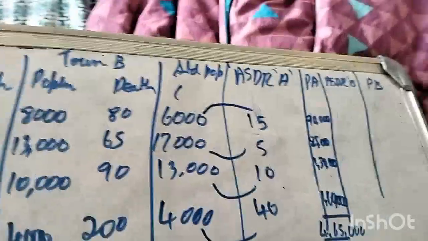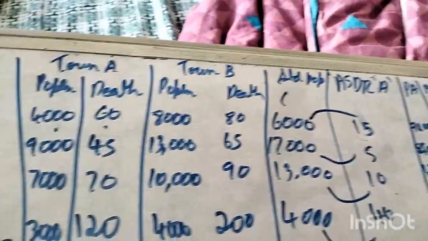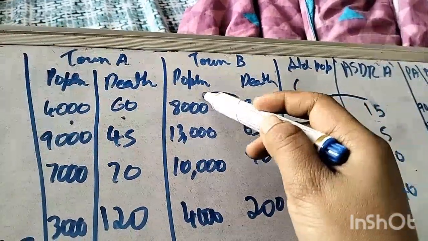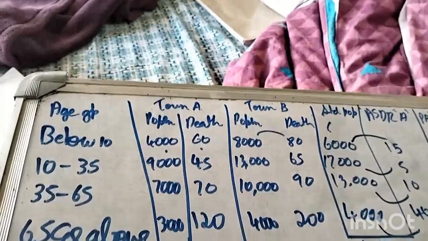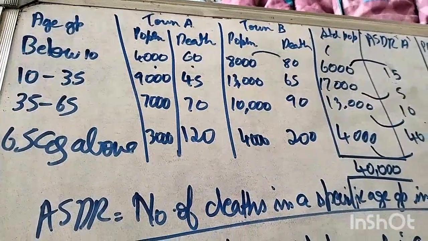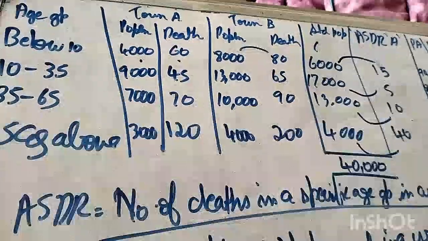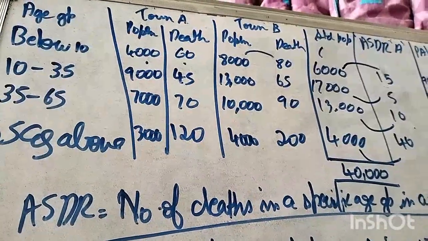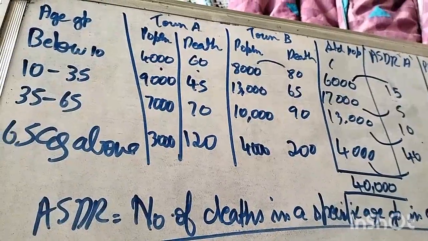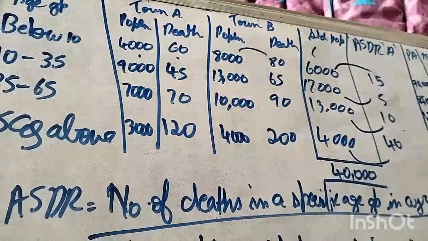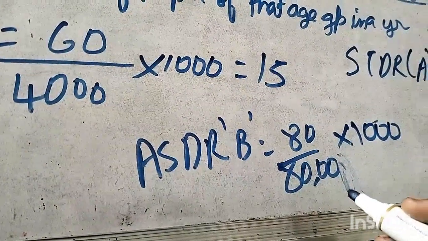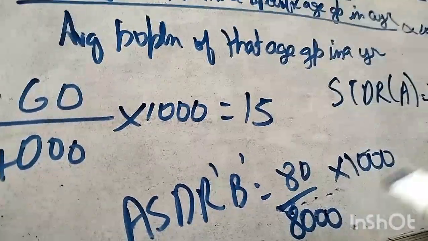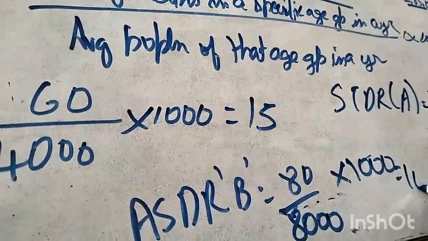Next, you write down the ASDR of B. Okay, so I hope you get it. ASDR of B is nothing but number of deaths divided by population into 1000. So 80 divided by 8,000 into 1000. So that's ASDR of B. So that's going to be 10.